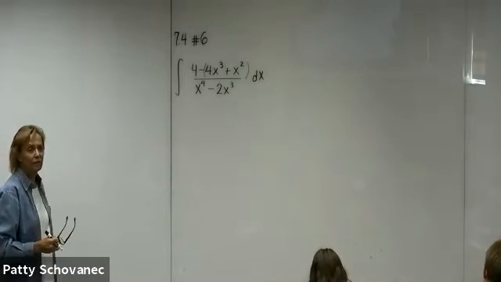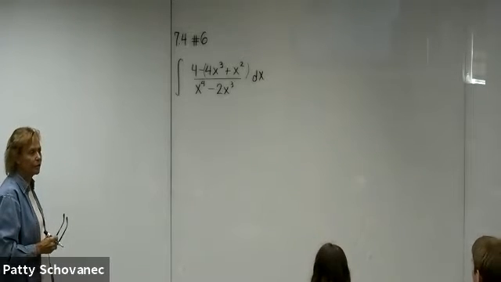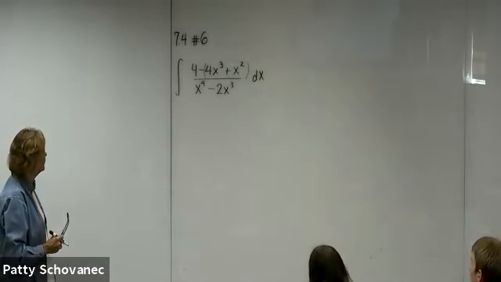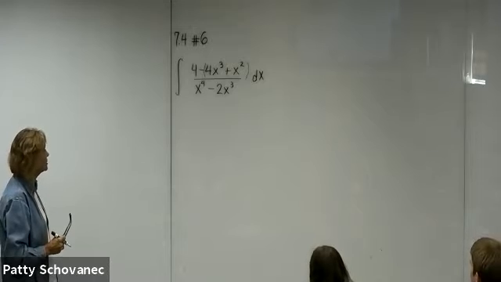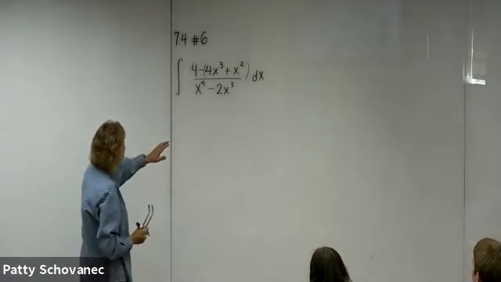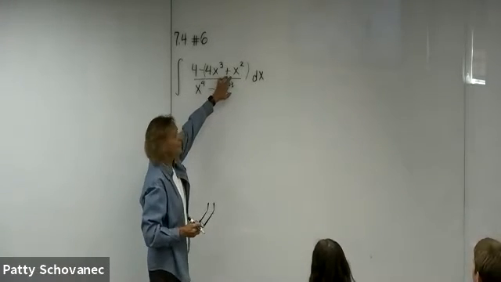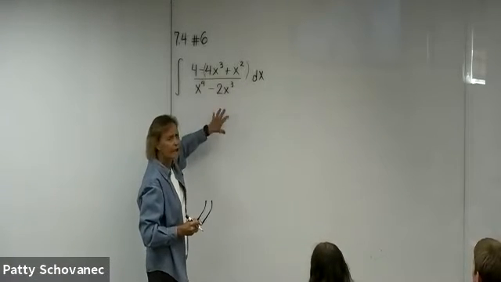You do want to check if this is a u-du substitution integral. So the derivative of the bottom would give us a 4x cubed, but it would also give us a minus 6x squared. And we don't have a minus 6x squared. So it's not a u-du integral.